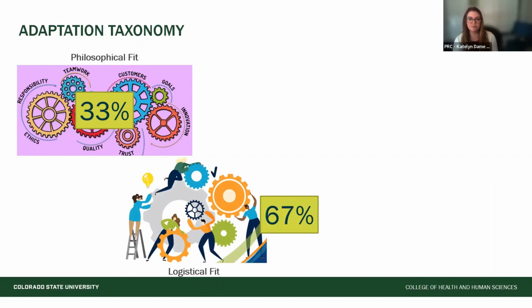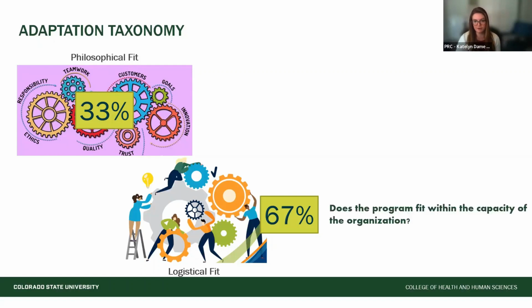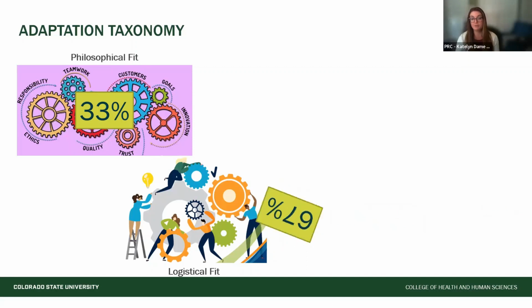And logistical issues most commonly relate to the agency's capacity. And this can include the number of resources or the amount of time that the implementing organization has available. So asking yourself, does the program fit overall within the capacity of the organization is an important consideration. For example, does a 2-hour per day implementation program meet the organization's available resources and time available? And what's really important to note here is that over 50% of program adaptations are made as a result of issues related to logistical fit.